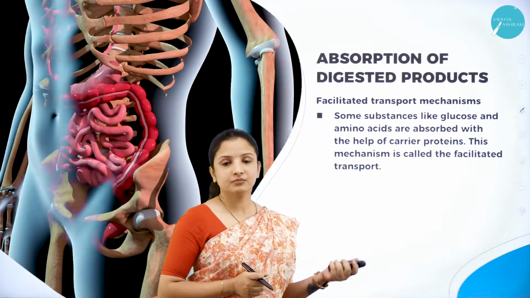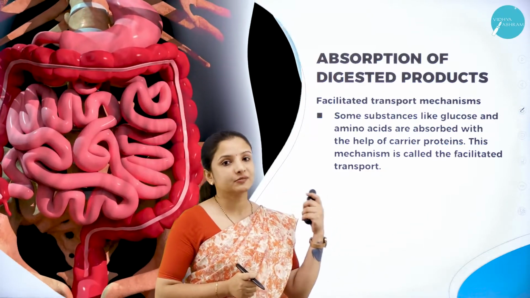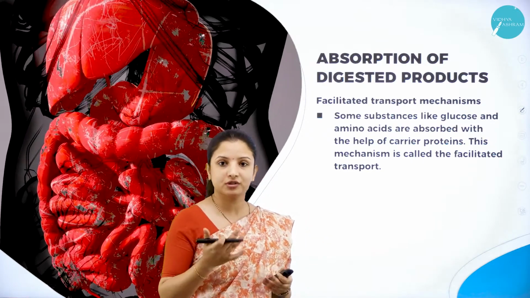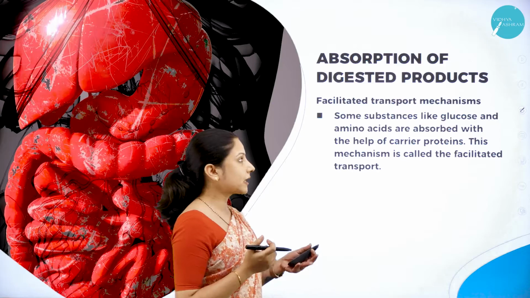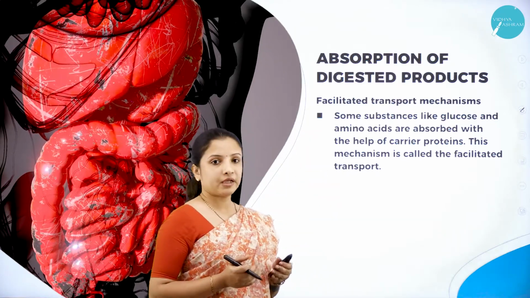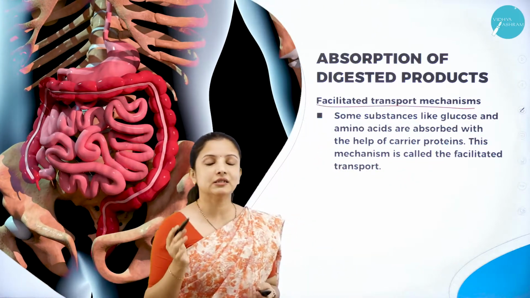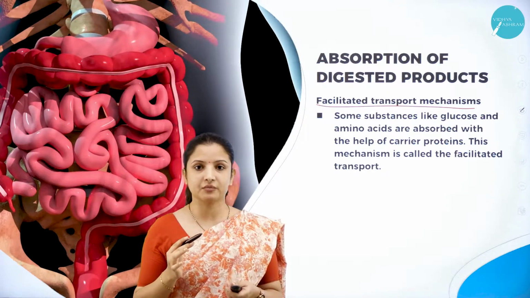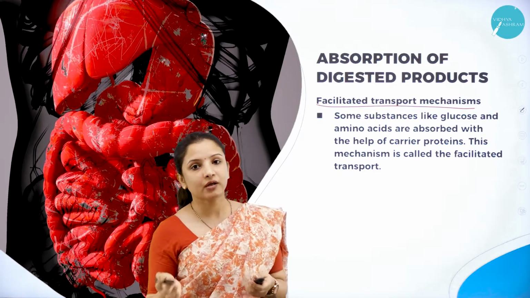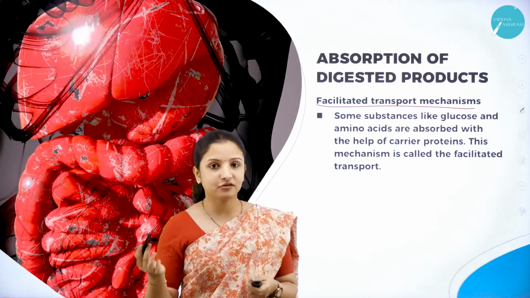You can understand all this if you have studied transport in plants. There we studied the concentration gradient, the diffusion process and all that. If not, you can go back and take a look at those videos. Here there is a particular mechanism called the facilitated transport mechanism. If you remember, we learnt about facilitated diffusion and transport in plants, right? What is facilitated diffusion?